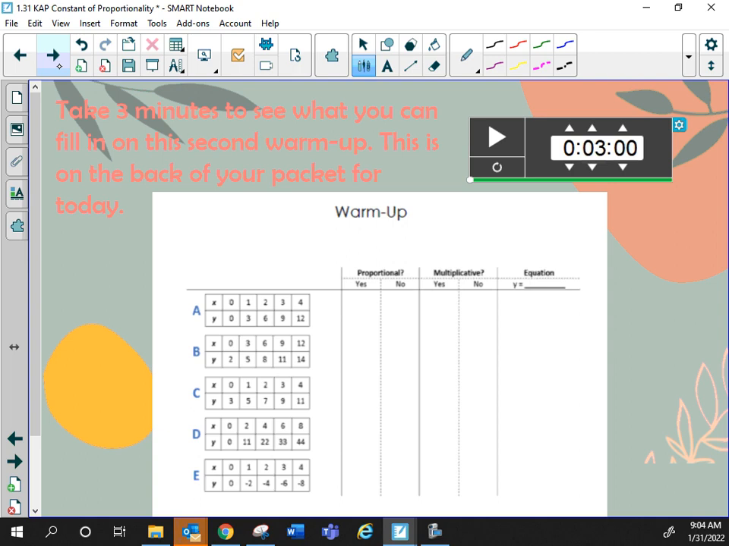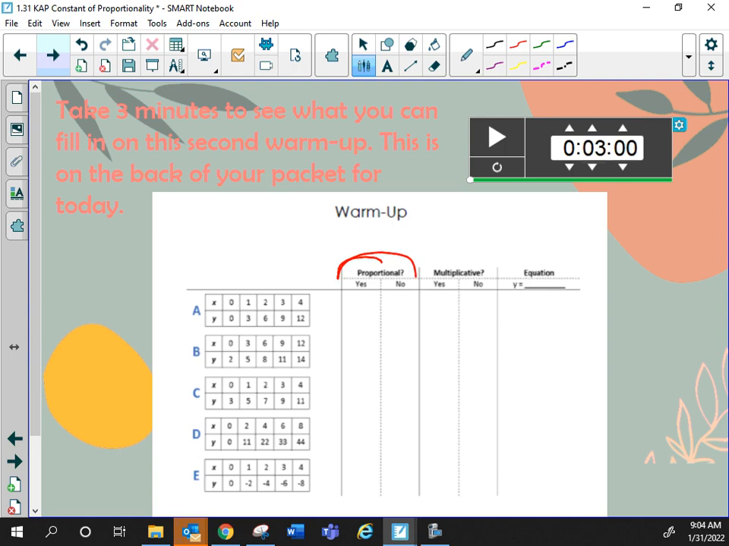So flip to the back, and I want to see what you can fill in yourself. Now, please don't go and circle A, B, C, or D. You're doing it for all of them. I want you to take a few minutes. I'm going to set a timer for 3, and I want you to say whether or not it's multiplicative. We've talked about that. We haven't talked about proportional, but see if you can maybe take a guess.